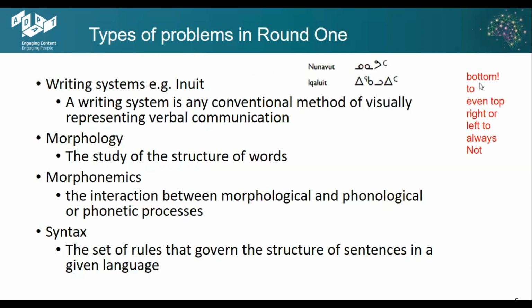Okay, so the types of problems in round 1, you might get a writing system one. So for example, like Inuit. So writing system is any conventional method of visually representing verbal communication. So if you've ever seen an Ohm's drone, you might see the writing was from the bottom to the top. You'll see I've written there that it's not always left to right or even top to bottom. So be really careful when you get a writing system. And one of our questions today is a writing system. So just keep that in mind.